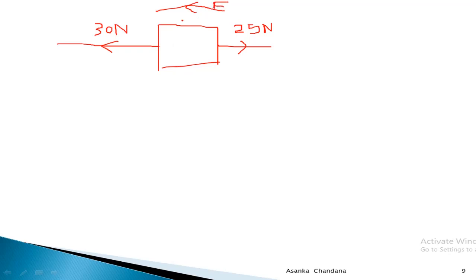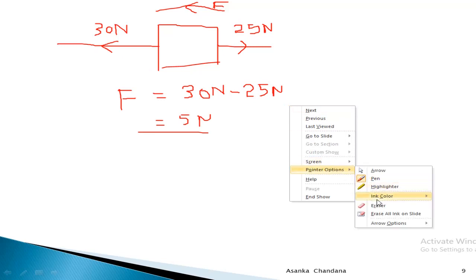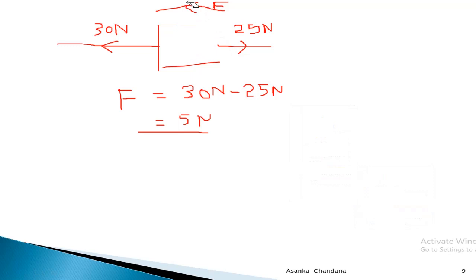Now think about the resultant force F. How to calculate the resultant force? The resultant force should be calculated by 30 Newton minus 25 Newton. So 30 minus 25 means 5 Newtons. The resultant force in this situation is 5 Newton. The direction of the object is the direction of the larger force, right? Then we will go to our next point.